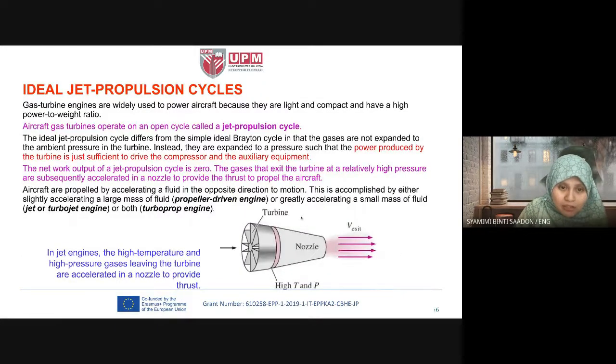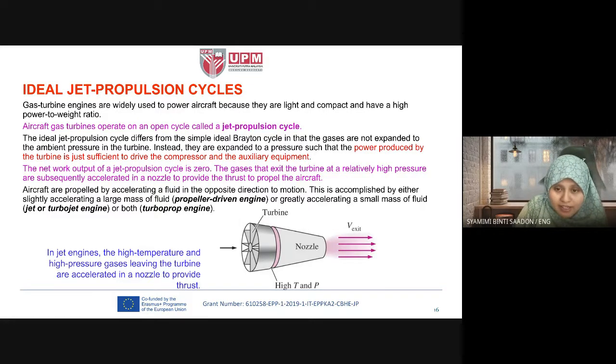But here for ideal jet propulsion, the exhaust gas is not expanded directly to the atmosphere in the turbine, since it is an open cycle. Instead, the gas is expanded to a pressure such that the power produced by the turbine is just sufficient to drive the compressor and the auxiliary equipment. We don't need the condensation process. The turbine power is enough to drive the compressor and other auxiliary equipment. The net work output of a jet propulsion cycle is zero.